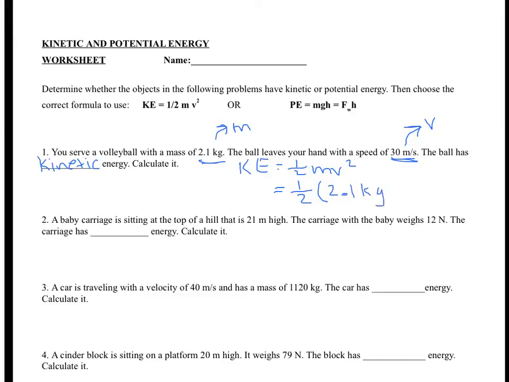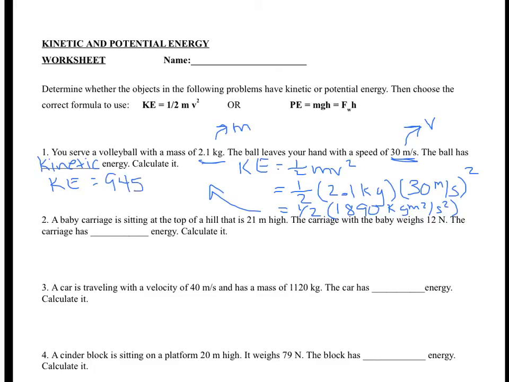2.1 kilograms times 30 meters per second, and then we're going to square that. If we square this and multiply by 2.1, that comes out to be 1,890 kilogram meters squared per second squared. And then I multiply that by 1/2. So my kinetic energy is equal to 945 joules. Remember that a joule is a kilogram meter squared per second squared.